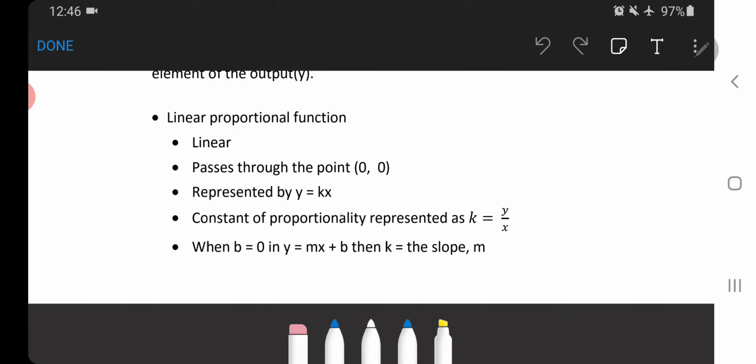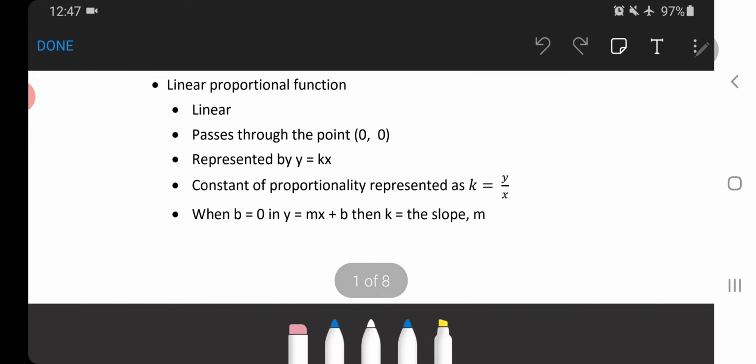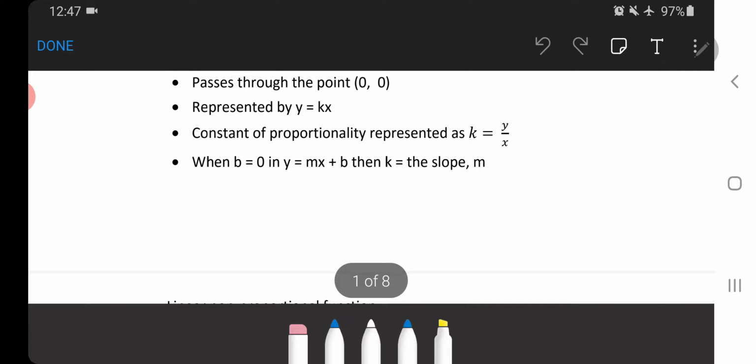The constant of proportionality, the k value, is equal to y over x. If b equals 0 in y equals mx plus b, then k is equal to the slope, m. Once again, it has to go through the origin, so it has to have the form y equals kx, or it can be in the form y equals mx plus b, but b has to be equal to 0.